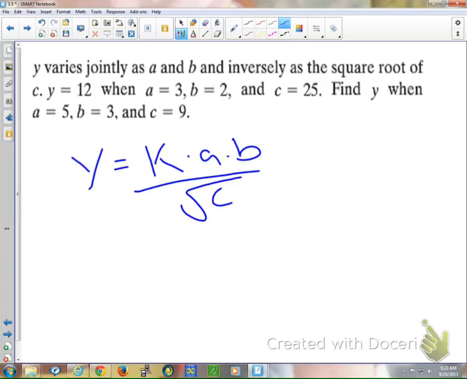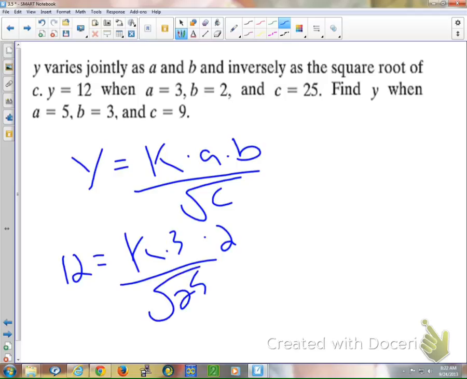Muy bien. Then let's see. You plugged in Y, A, B, and C to find K. So Y is 12, A is 3, B is 2, and C is 25. Let's see, so that would give you 12 equals 6K over 5.